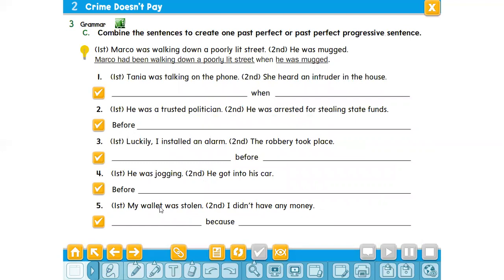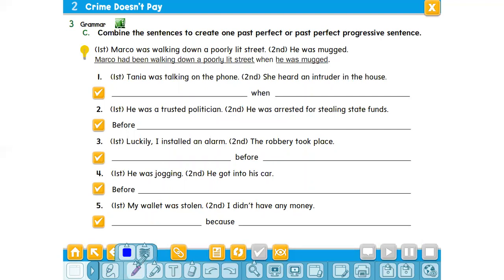The next exercise, exercise number C, we will combine the sentences to create one past perfect or past perfect progressive sentence. Okay? Let's discuss the example. First, for the first action, we will use what? Excellent, past perfect or past perfect progressive. What about the second action? We will use past simple. Marco was walking down a poorly lit street. This is the first action. The second action is he was mugged.